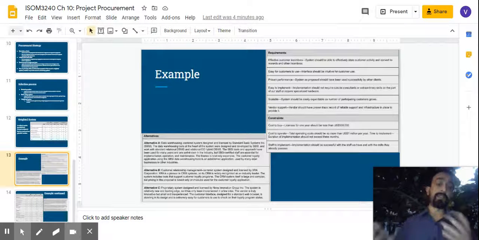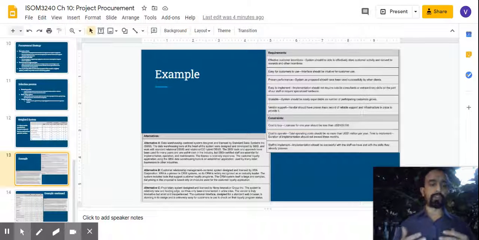Like, say, for example, it's easy to use, or in the future we have to be able to make changes. We have to be able to accommodate multiple customers, more locations, things like that. And you also include your constraints, like how much are the upfront costs, how much are the monthly costs, how many staff we need to implement.